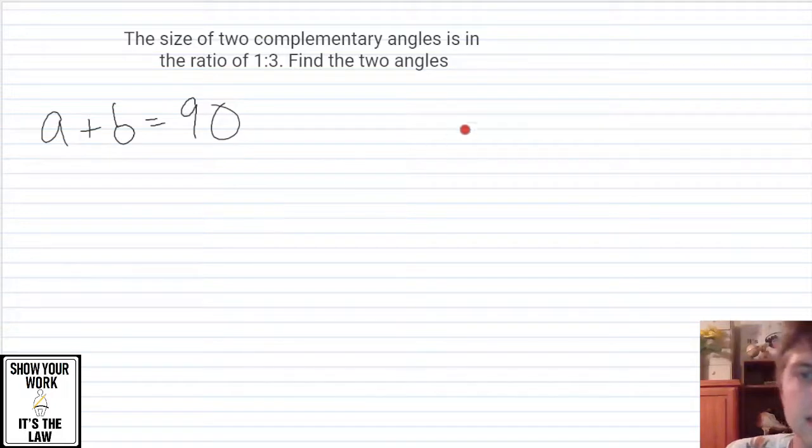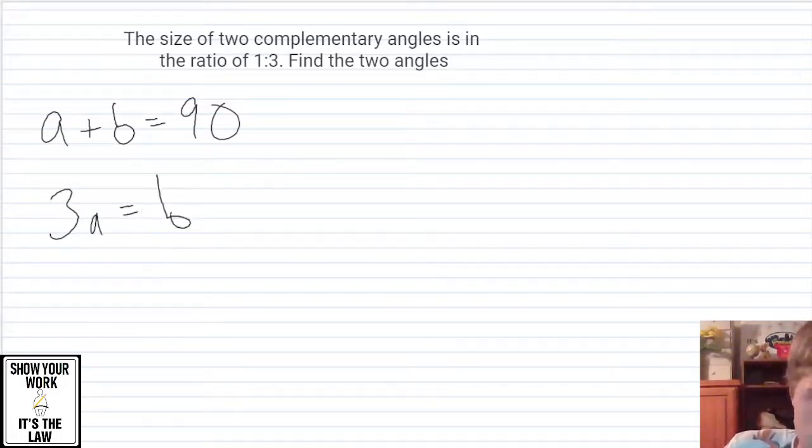Now it also says the angles are in the ratio of 1 to 3. And that's kind of funny because it sounds like 1, 2, 3, but it's 1 to 3. Okay, so that means one angle is going to be 3 times larger than the other angle. So that's another sentence right there. Angle A is 3 times larger than angle B, but remember we have to think about when it's worded like that. So that means 3 times angle A is angle B. So 3A equals B. Beautiful.